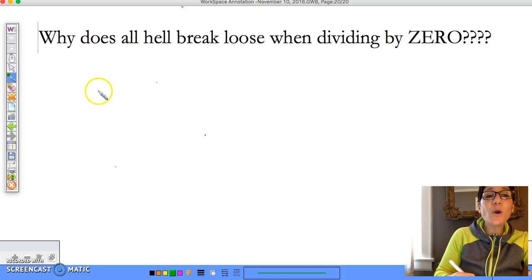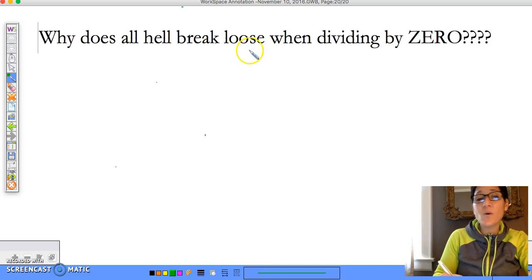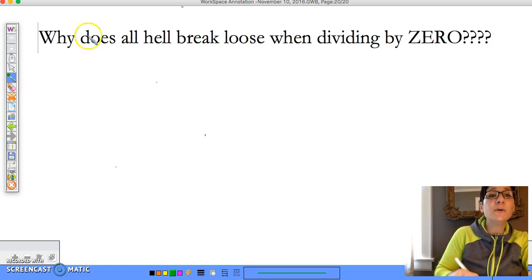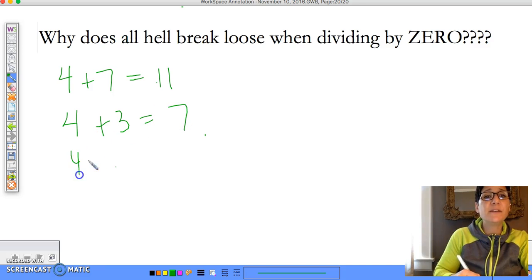So I'm going to start with talking about 0 and why I love 0 so much. 0 basically breaks all the rules in our number system. It's a big rule breaker. For example, if you start with addition, if I take a number like 4 and I add 7 to it, it's going to give me 11. If I take 4 and I add 3 to it, it's going to give me 7. If I take 4 and I add 6 to it, it's going to give me 10.